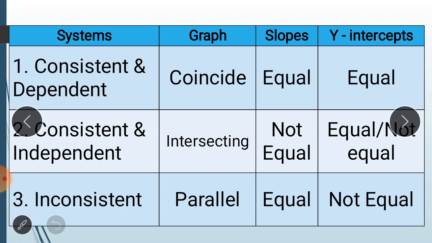Again, please remember this. We have 3 kinds of systems: consistent and dependent, consistent and independent, and inconsistent system. For consistent and dependent, the graph is coincide, the slopes are equal, y-intercepts are equal. Consistent and independent is intersecting, slopes not equal, y-intercepts equal or not equal, but mostly not equal. Number 3, inconsistent, parallel, slopes equal, y-intercepts not equal. Take note of this, take a screenshot of this because it summarizes our lesson for today.